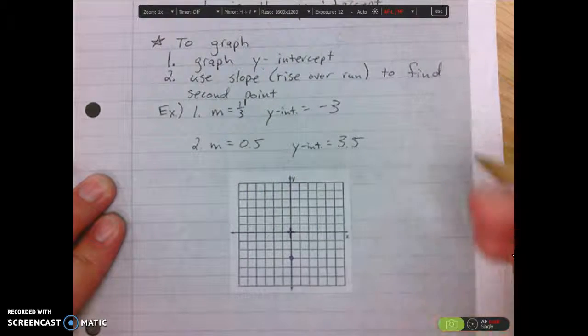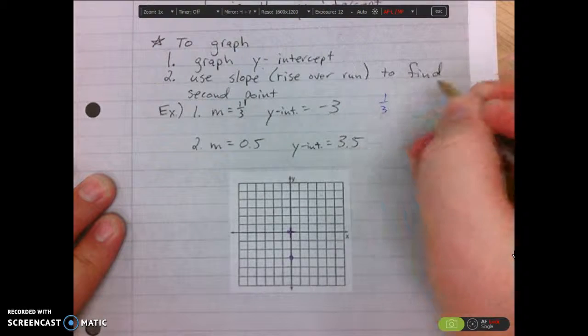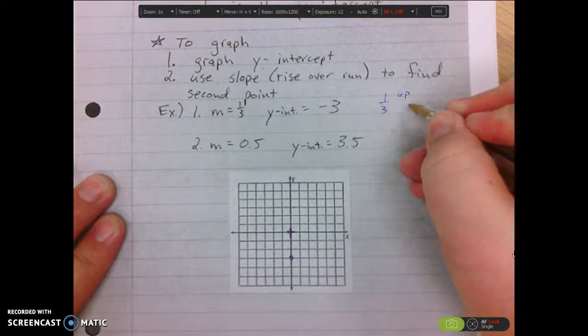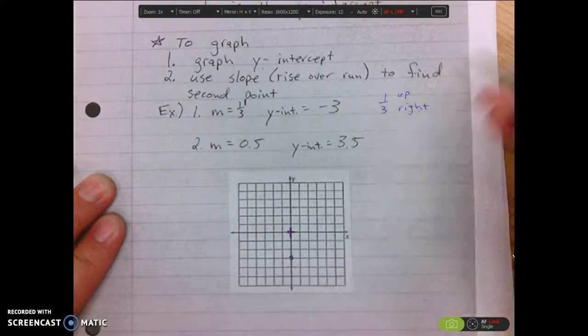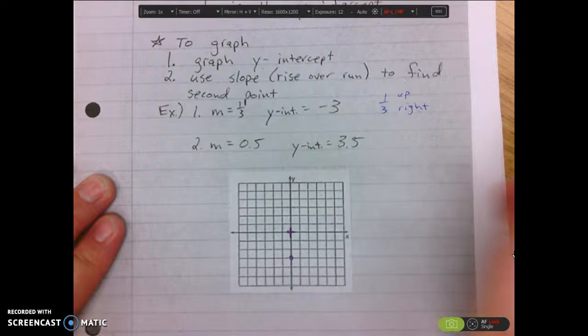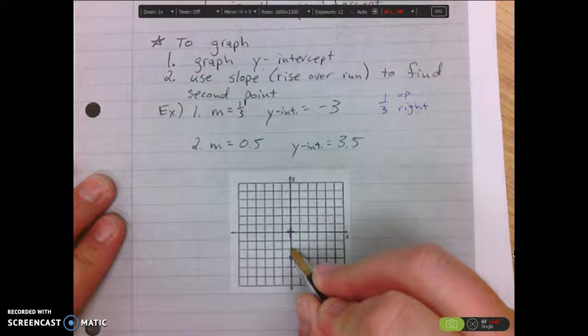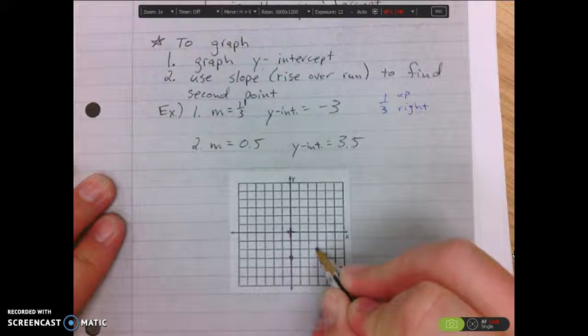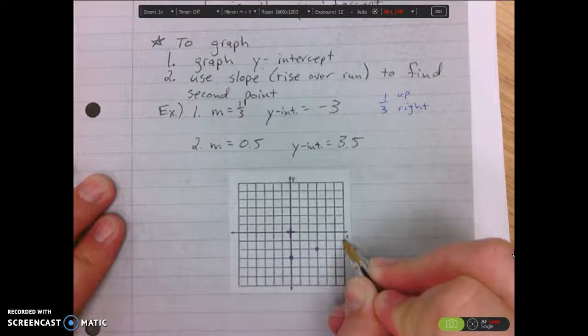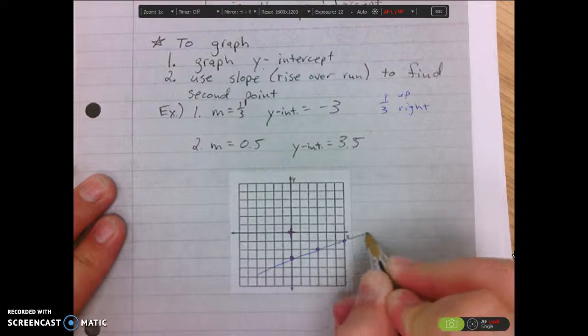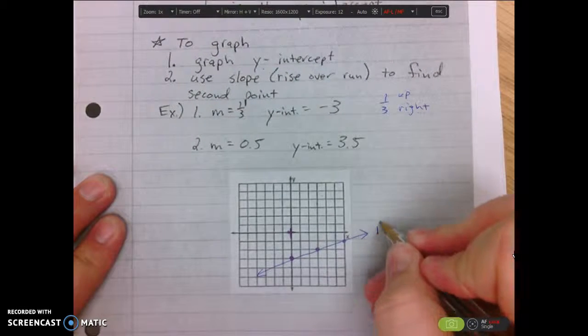Since the slope is 1/3, and 1/3 is rise over run, that's up 1, right 3. Always go right; it does help a lot. If there's a negative, assign it to the rise. A negative means you go down, a positive means it goes up, and then you always go run to the right. So from this point, up 1 and right 3: 1, 2, 3, make the dot. You could keep going up 1, right 3. Either way, there's our first line for example number 1.